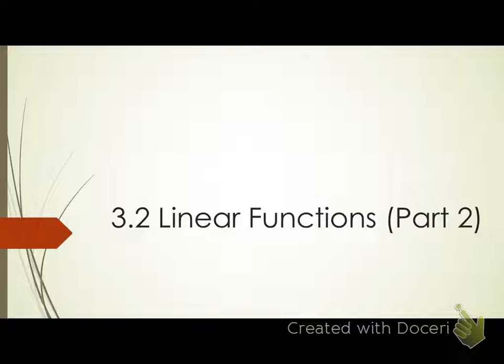If we're given a graph, we look at the graph. If we're given a table of values, we look at the rate of change. If we're given an equation, we try to get it in slope-intercept form, y equals mx plus b. Are there any questions from yesterday's notes? Or did we all understand that pretty well? Okay.